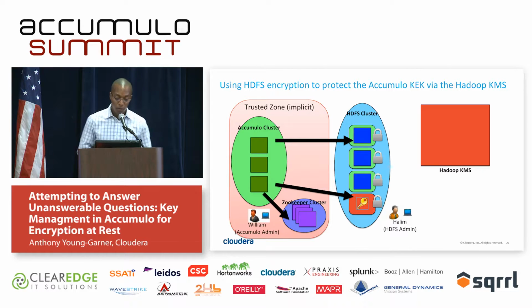So the example I just showed was using the HDFS encryption zone to protect the Accumulo key encryption key. What I'm showing there with that orange block is that the key, unlike the other data that's on the HDFS cluster, is being protected not by the client-side trust between Accumulo and the HDFS cluster, but by the KMS. The key there is being protected by the KMS. Because the HDFS administrator doesn't have access to the key within the KMS, he is outside the implicit zone of trust.